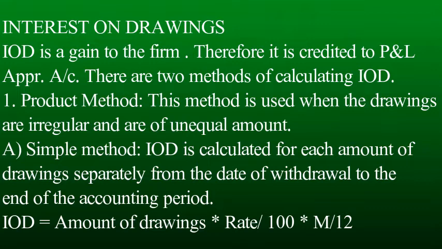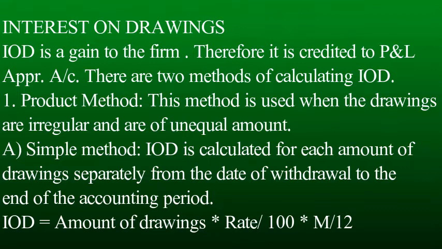The product method is used when the drawings of partners are irregular and the amounts drawn by the partners are unequal, not the same. Irregular interval and unequal amount. We'll see how the interest is calculated. There are two different methods of calculating interest under product method. The first one is a simple method.